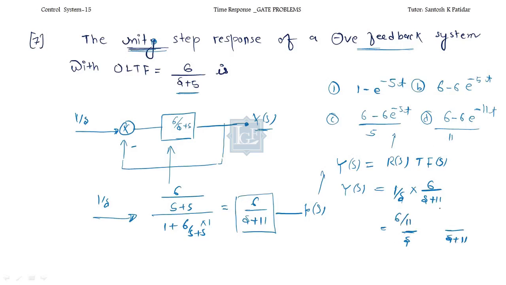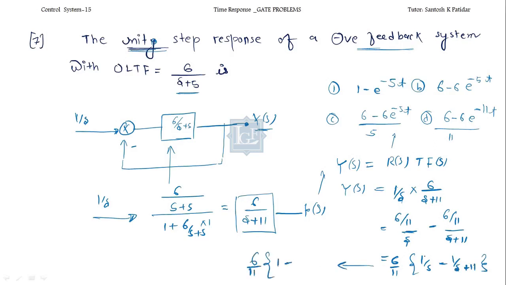Keep s equal to minus 11, you are getting here minus 6 by 11. Okay, so 6 by 11 is common, 1 by s minus 1 by s plus 11. Take the inverse Laplace of this, 6 by 11 times, you will get over here 1 minus e to the power minus 11t. So this is your y(t). So option D is correct. Okay, so this was the 2 marks problem.